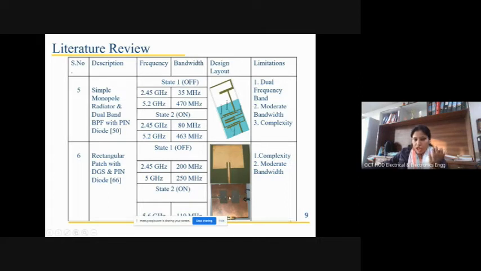When the diode is in forward bias state, it will give the frequency of 5.6 gigahertz. And when the diode is in reverse bias condition, the frequency switches from 5.6 to 2.45 and 5 gigahertz. So it is a reconfigurable structure, capable of reconfiguring the frequency band from one frequency to another just by switching the diode. This is the work I did in Center for Applied Research in Electronics under the supervision of Professor S.K. Kaul, IEEE Chairman of India.